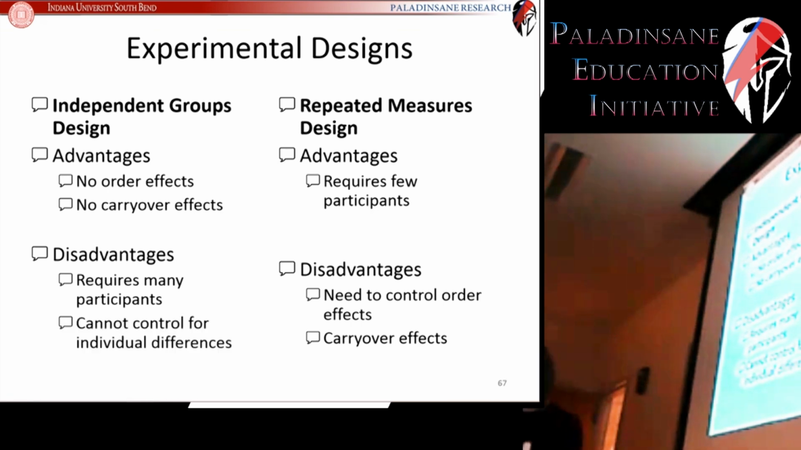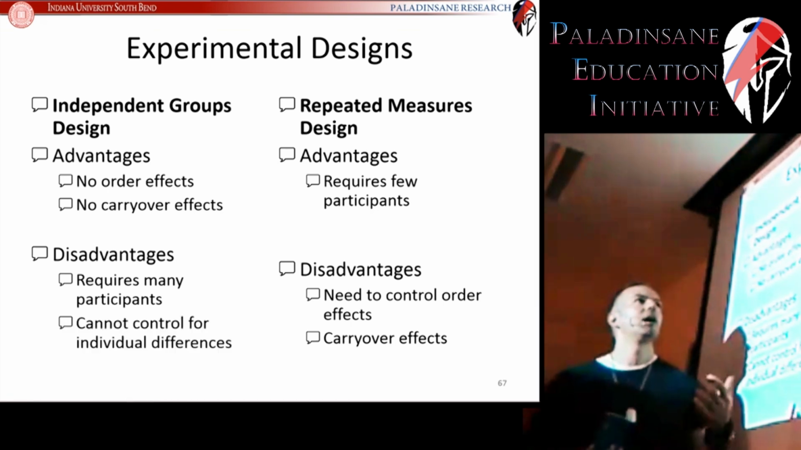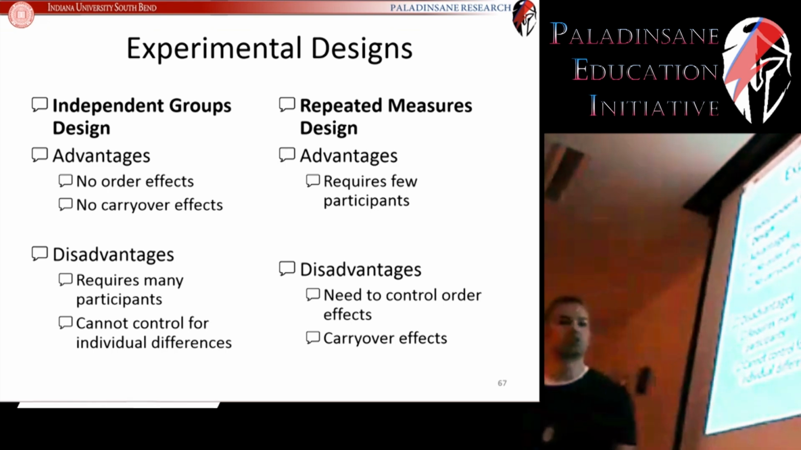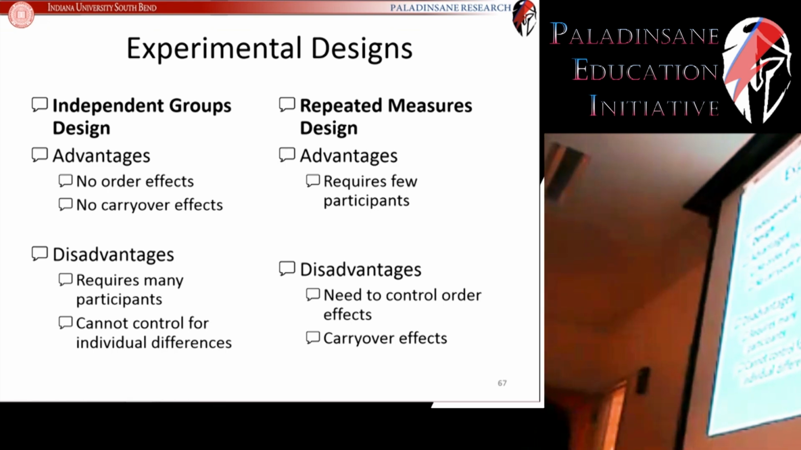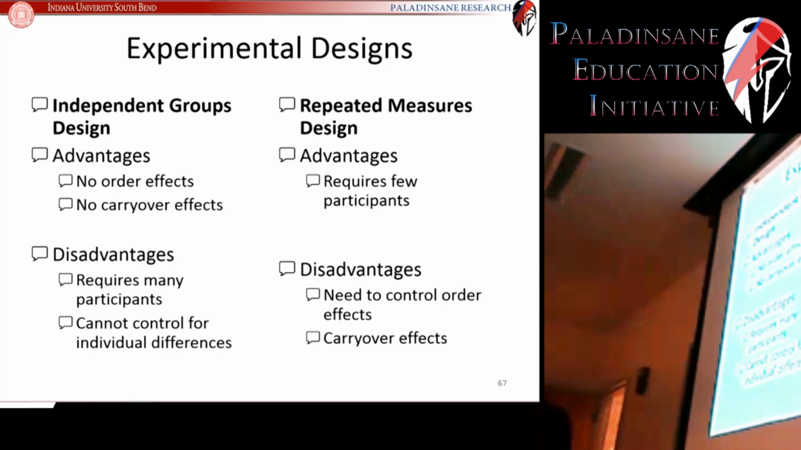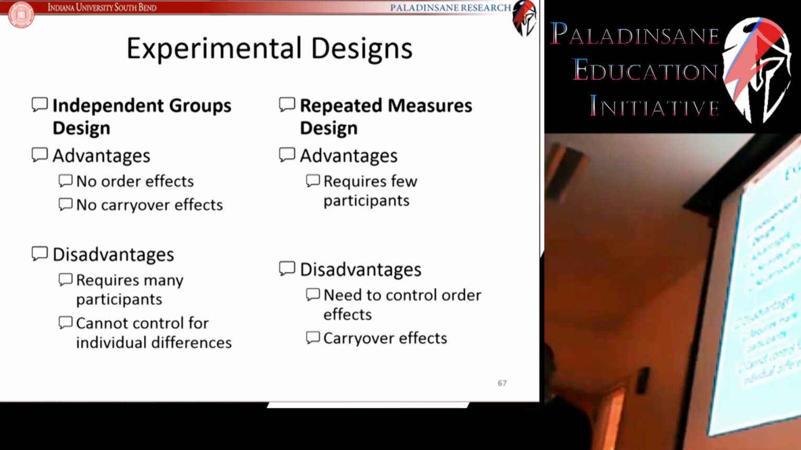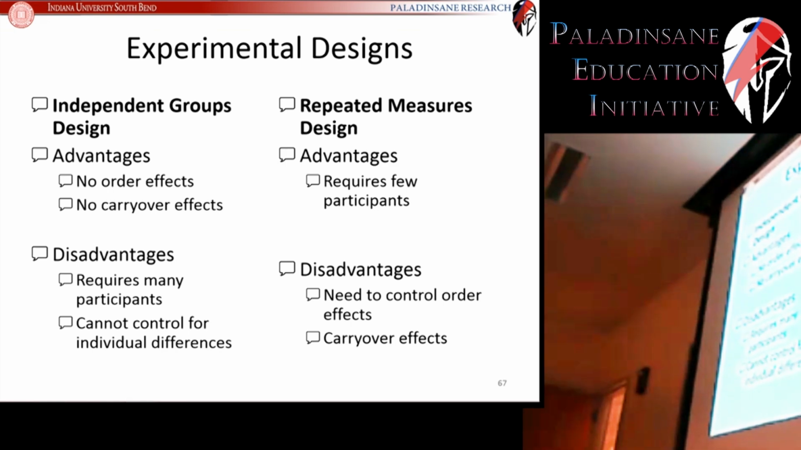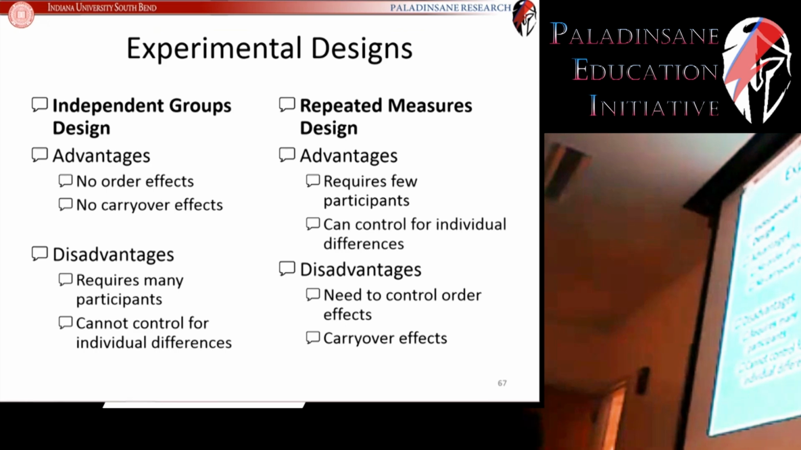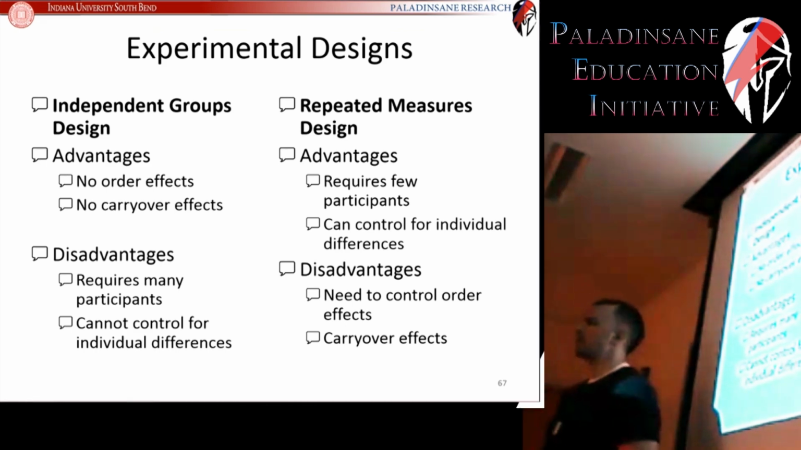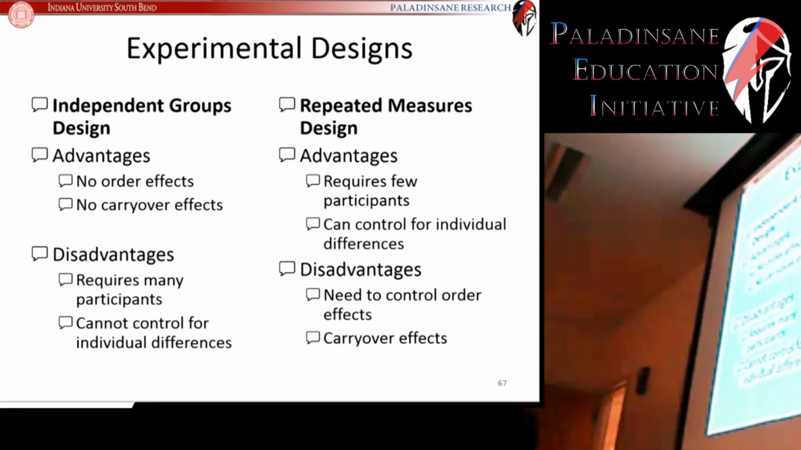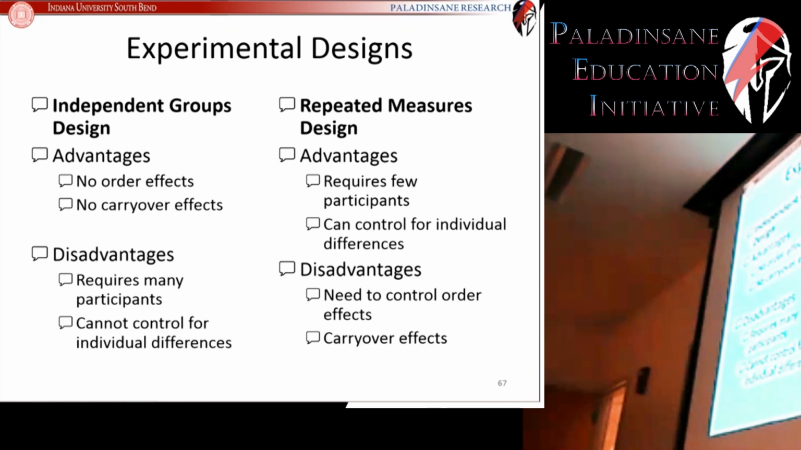The big one though, and one of the reasons I really like the repeated measures design, is that in the independent groups design, you cannot control for individual differences. Whereas in the repeated measures design, you can control for individual differences. So what does this mean?